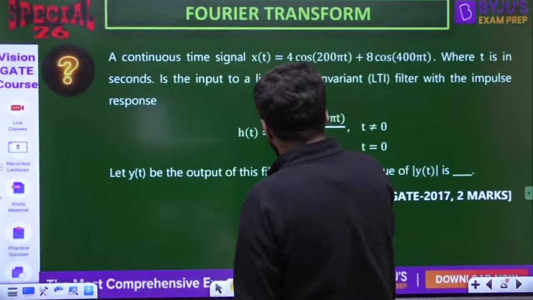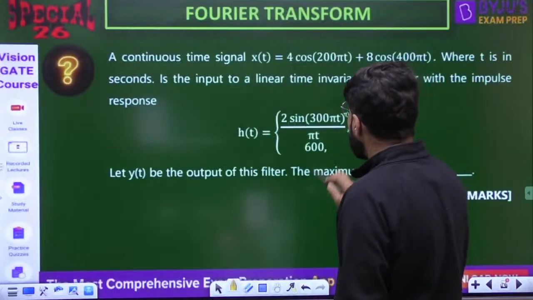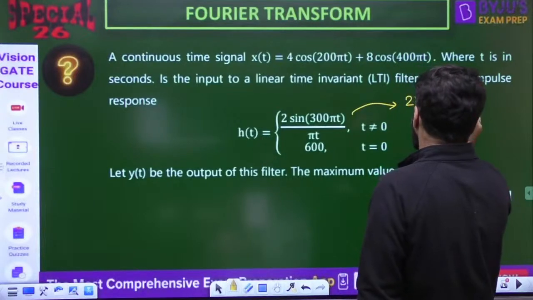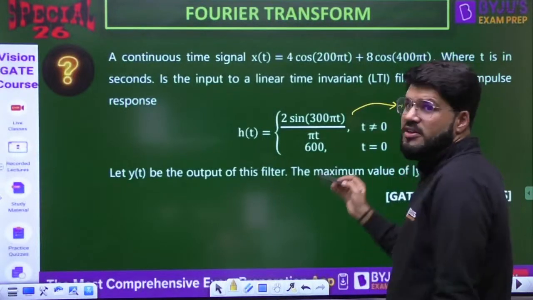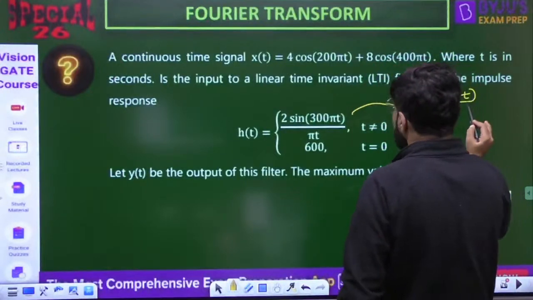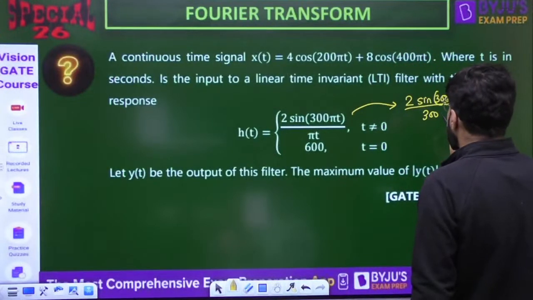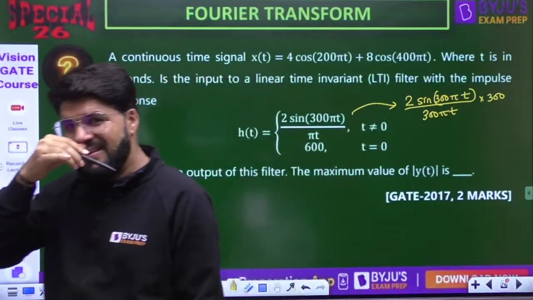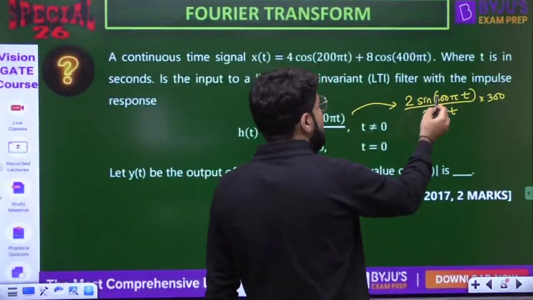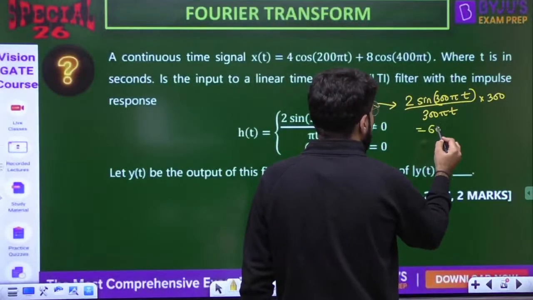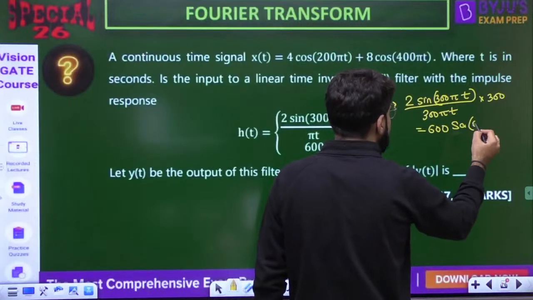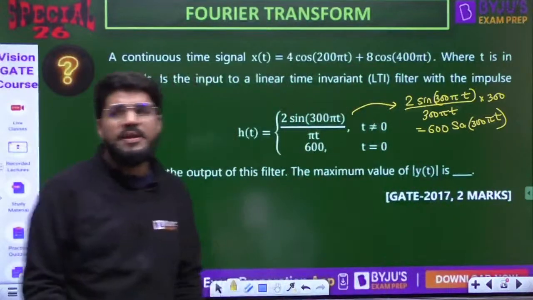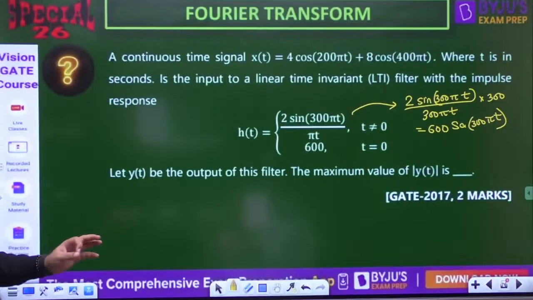Now, look, what is this h(t)? 2 sin 300 pi t upon pi t. First of all, let me write it as sin 300 pi t. I want to write it in the sampling function, but the sampling function is sin theta by theta, and here it is only pi t, so let me multiply by 300 in the denominator, so I have to also multiply in the numerator. Now this is sin theta by theta, and 2 into 300 becomes 600. Now sin theta by theta is sampling theta. Okay, this is 600 sampling 300 pi t.